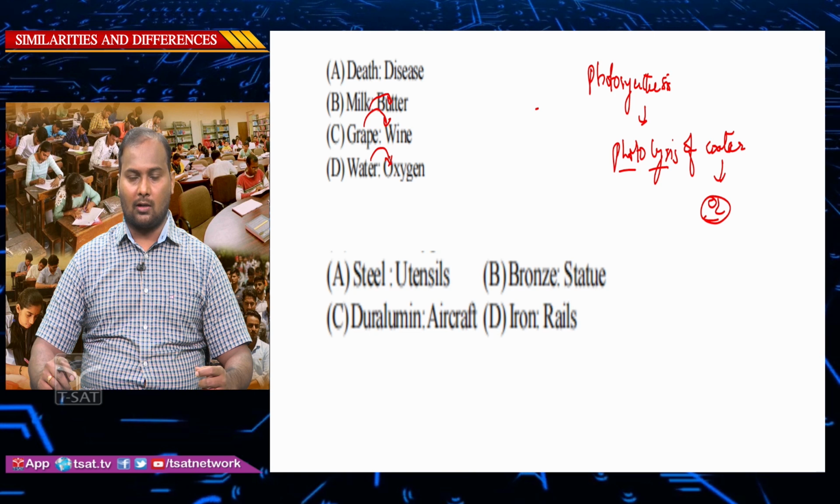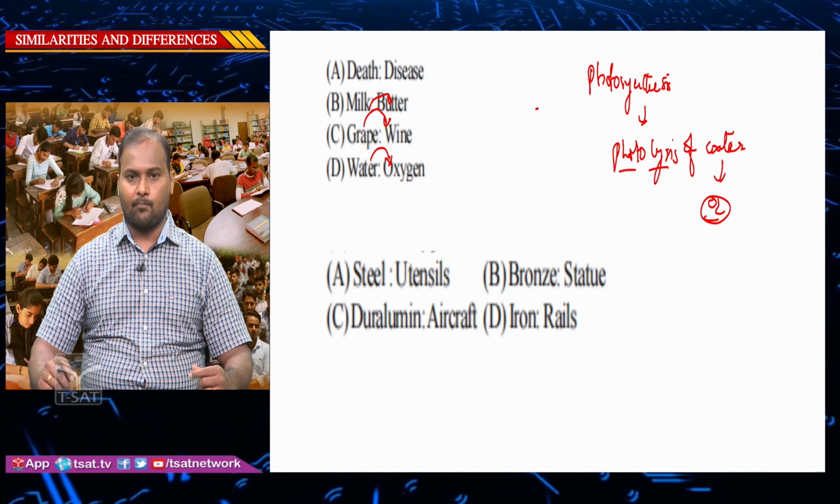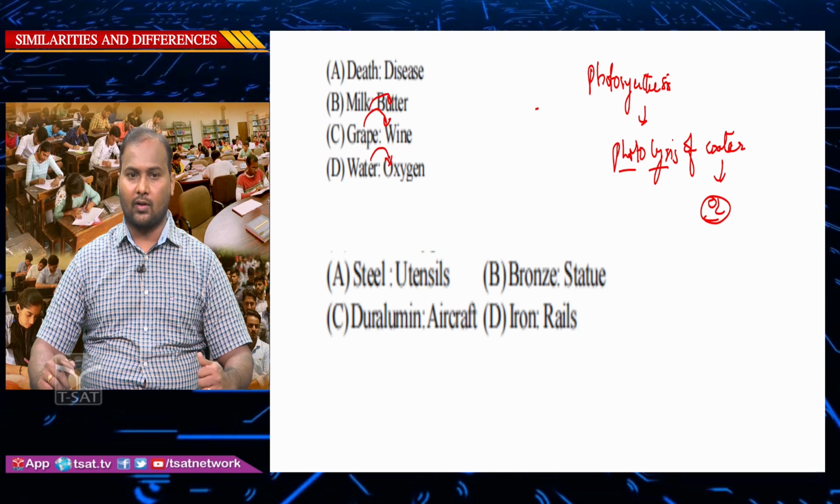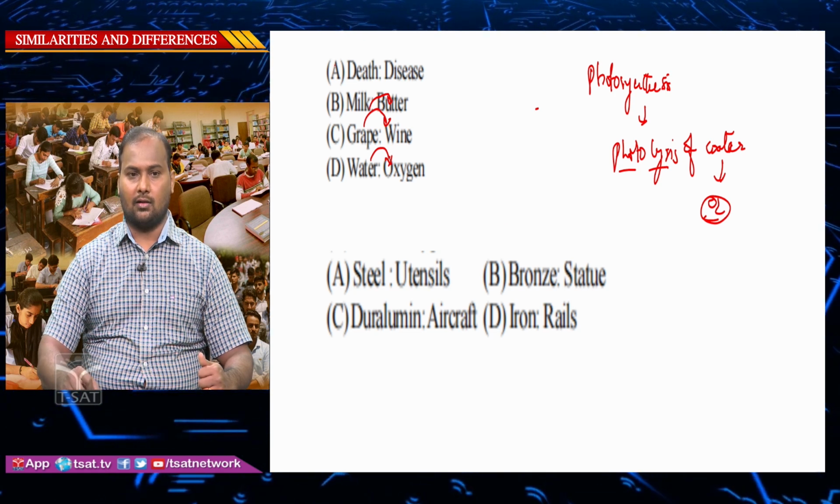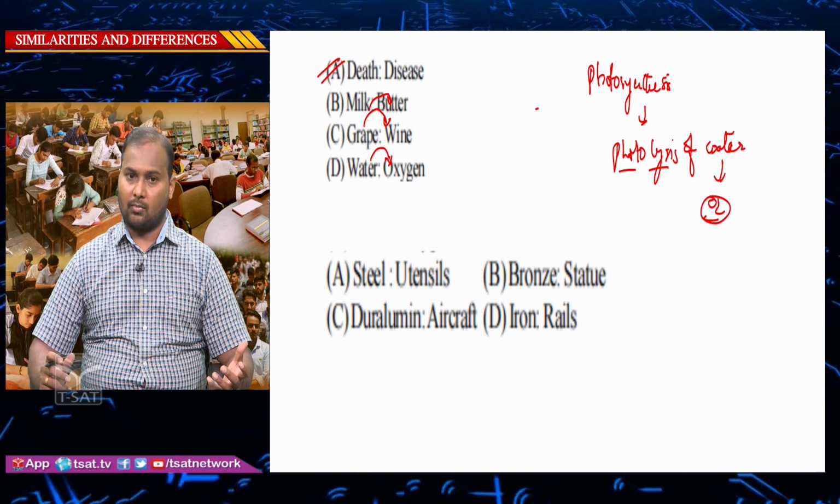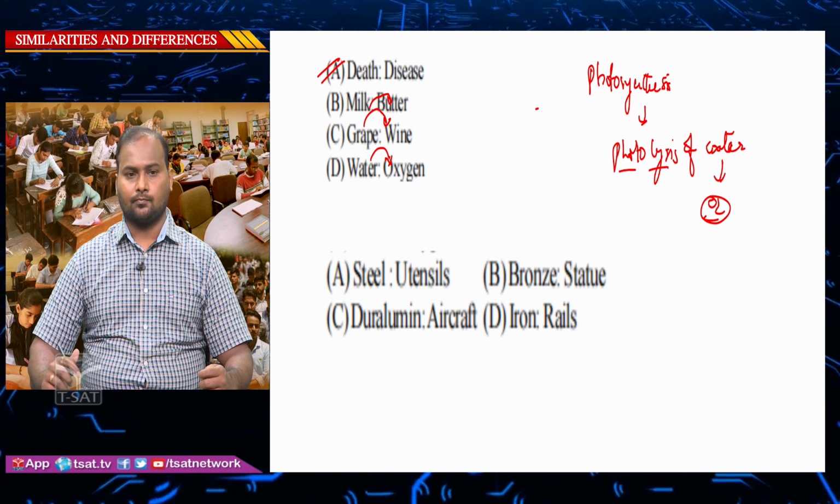And whatever water is absorbed by the plant from the soil, from that water it breaks down that molecule and produces oxygen. And finally, what is the answer? Death and disease is the answer. Okay, because death is caused, or may not be caused, by the disease.